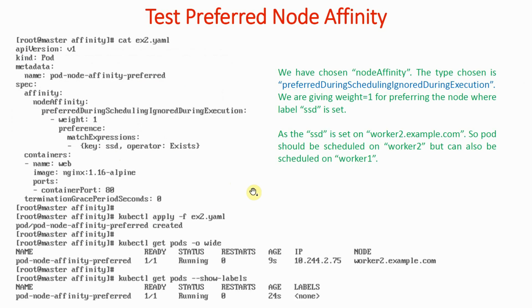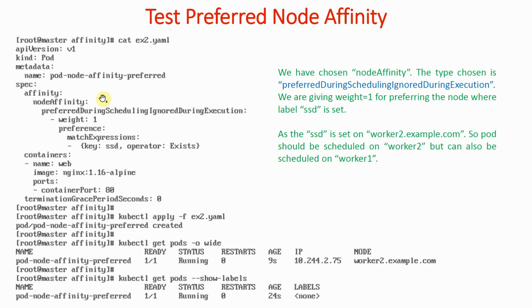Now we will be looking at testing this preferred node affinity. Now we are taking example 2. Here again the type of object is a pod, and this is important. This section is almost the same in all the examples we will be taking. Container is going to be named web, with this image and this container port. Now look at this: we are saying affinity, nodeAffinity, preferredDuringSchedulingIgnoredDuringExecution, and we are assigning weight 1. And what preference do we want? matchExpressions, key ssd, operator Exists.